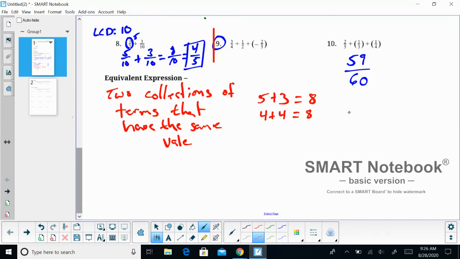Now let me write this. 5 plus 3 equals 4 plus 4. Is that true or false? What do you guys think? Well, it's true because they both equal 8. They're equivalent expressions.